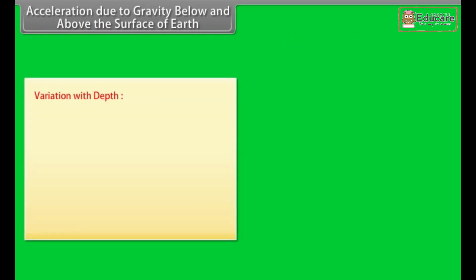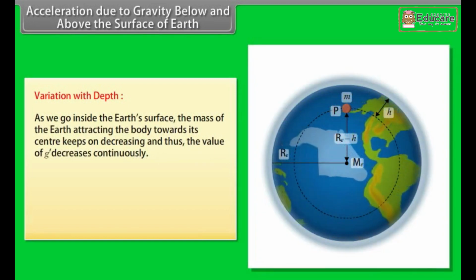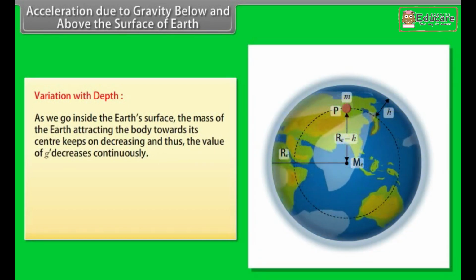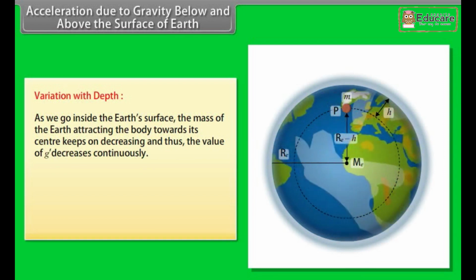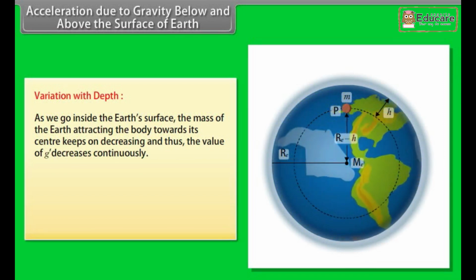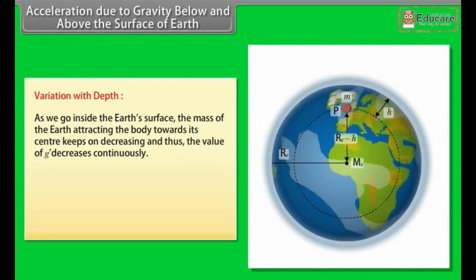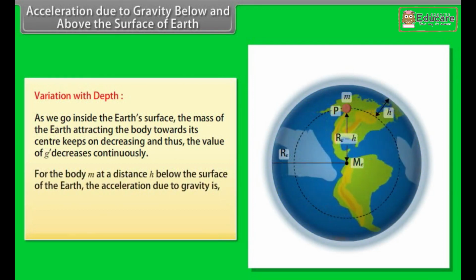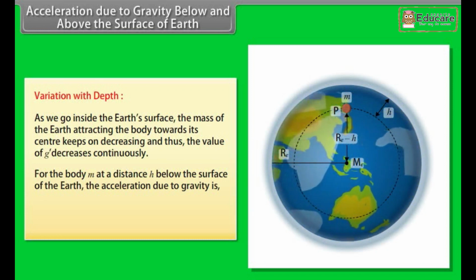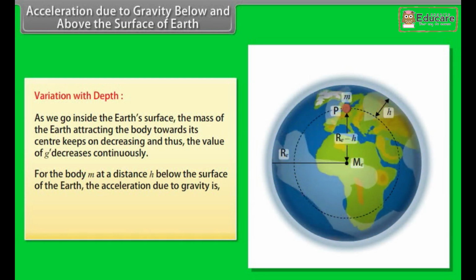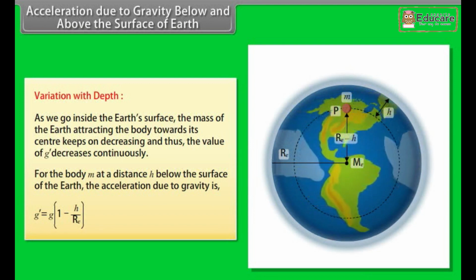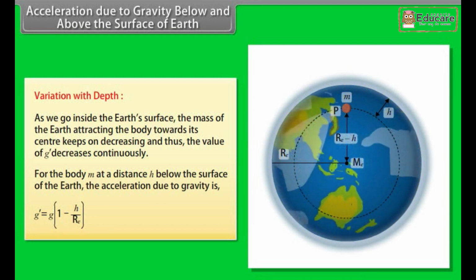Variation with depth. As we go inside the Earth's surface, the mass of the Earth attracting the body towards its center keeps on decreasing, and thus the value of g decreases continuously. For the body m at a distance h below the surface of the Earth, the acceleration due to gravity is g dash is equal to g multiply by 1 minus 2h upon Re.